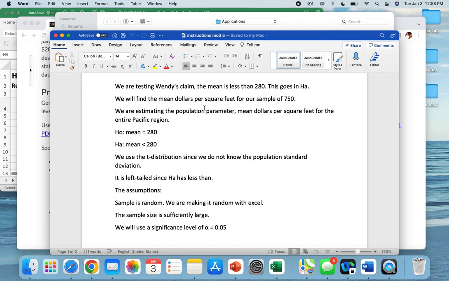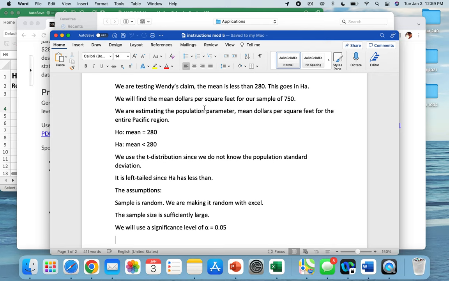Okay, so we're testing Wendy's claim that the mean is less than $280. When people sell their house, they want to get the most dollars per square foot. So if it's actually less than $280, the advertisement would be a false advertisement. So we're testing Wendy's claim that it's less than $280, so this goes in HA, our alternate hypothesis.